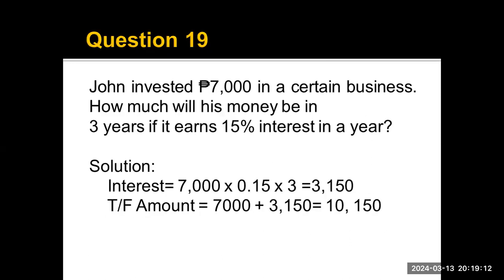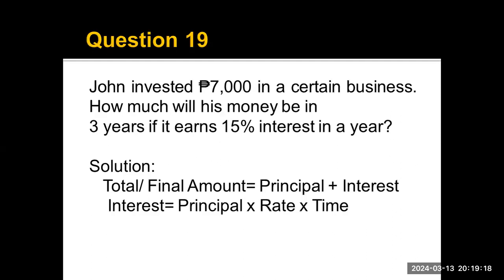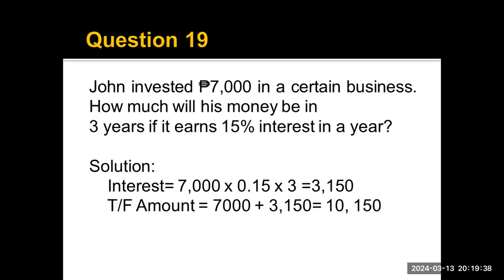19. John invested 7,000 pesos in a certain business. How much will his money be in 3 years if it earns 15% interest in a year? Just take note of the formulas. Total or final amount equals principal plus interest. Interest equals principal times rate times time. Using the formulas, we find that the total amount must be 10,150 pesos.